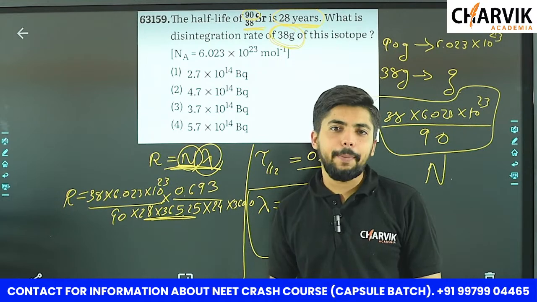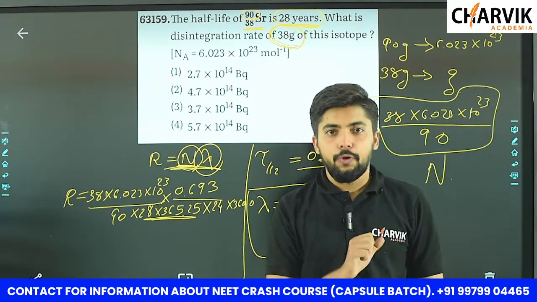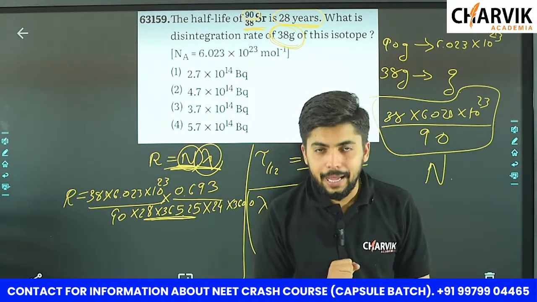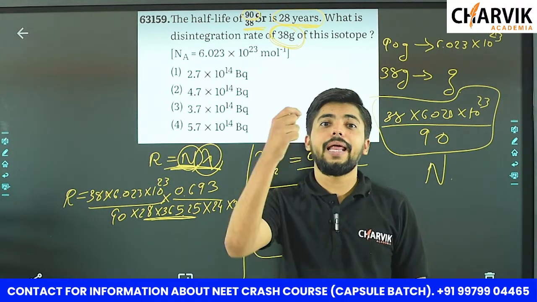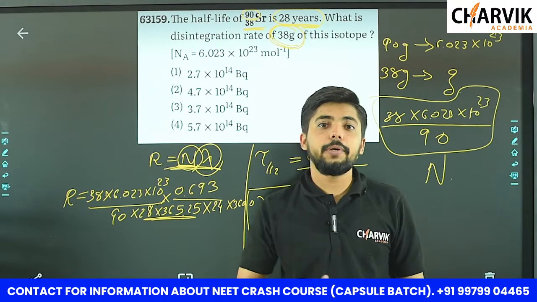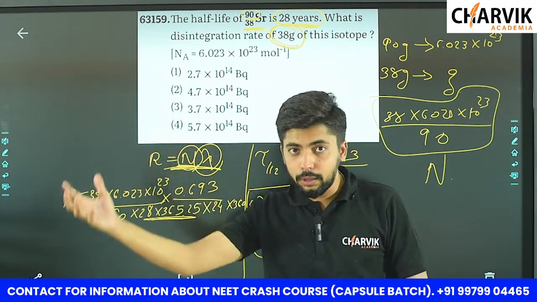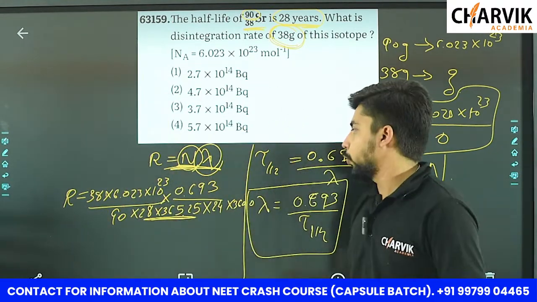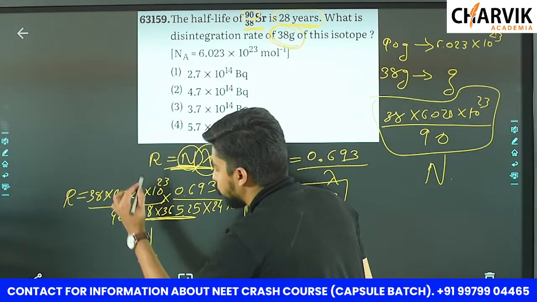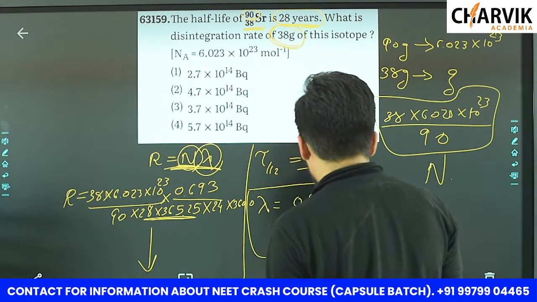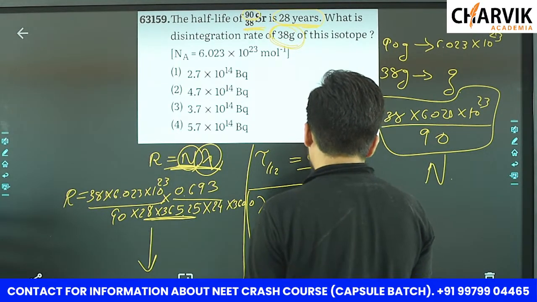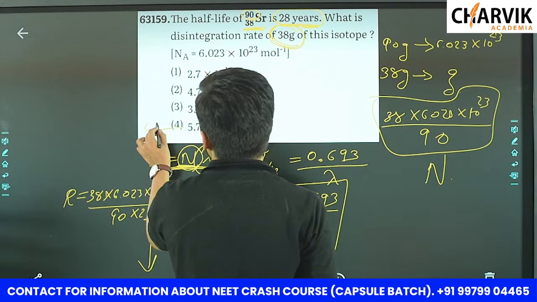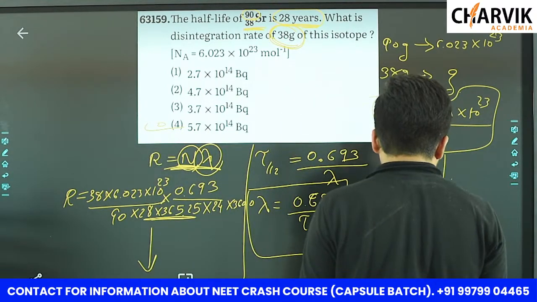In each paper, there are 1 or 2 questions which have a higher number of values. I am not saying which questions are tough, I am just saying which have lengthy calculations. There will be more numbers compared to the other questions in your paper. You just need to solve this in your calculator, and you will get the answer, 5.7 into 10 raised to 14, which is given in option number 4.